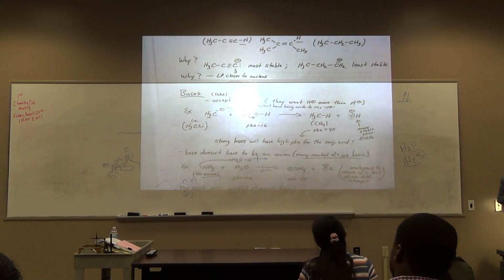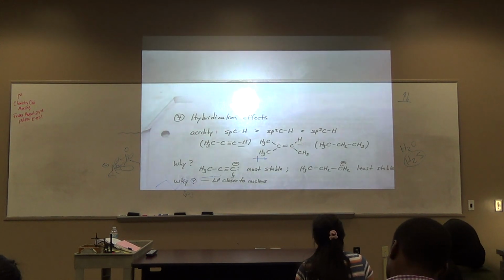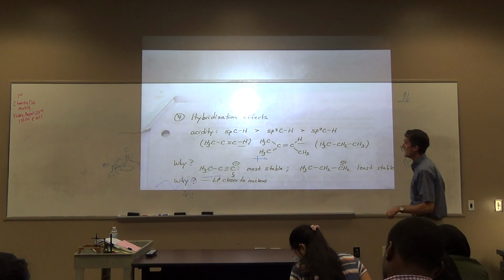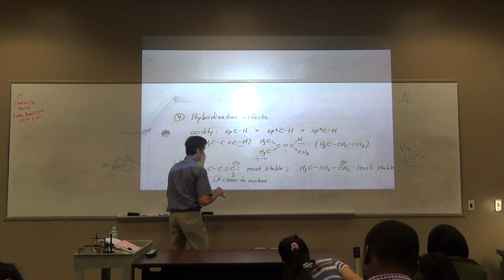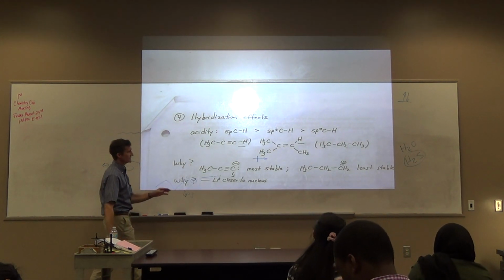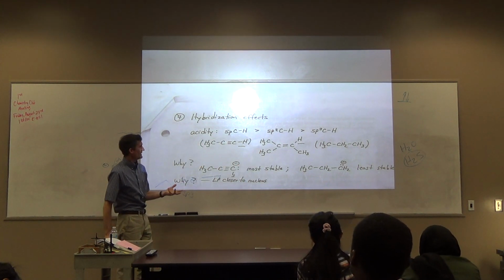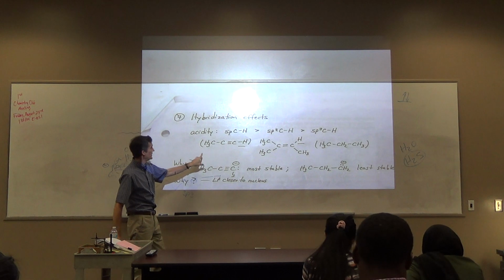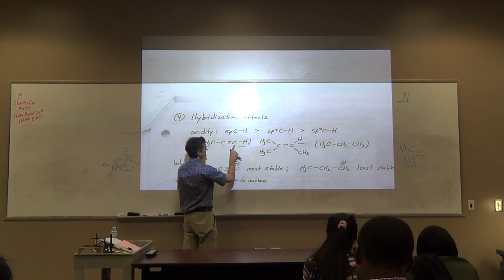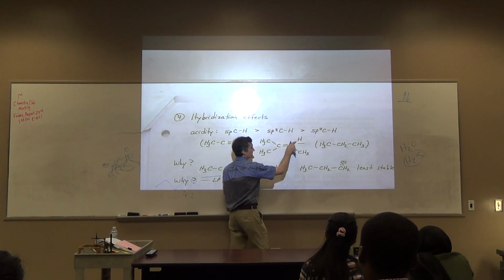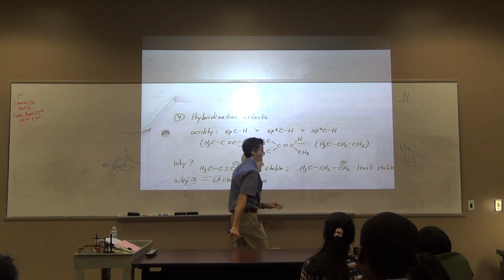Okay, next is, well, I'm going to say important again. All these are important in many cases along the way. Hybridization effects. Let's look at these CH compounds. We said CH compounds are typically not that acidic. It still can be, though. The acidity here is this sp CH is more acidic than the sp2 CH, and that's more acidic than this sp3 CH.